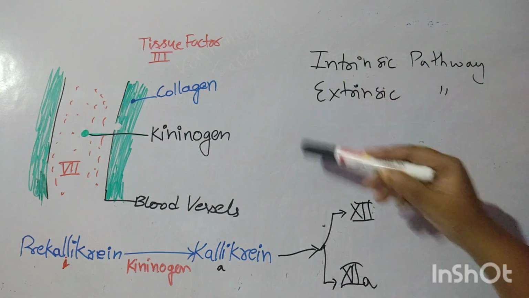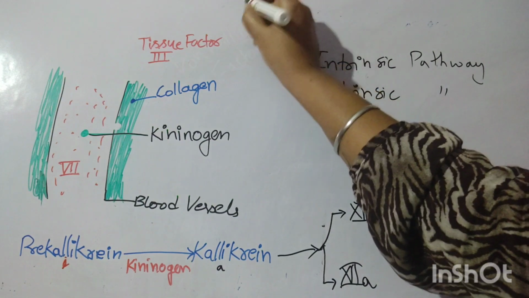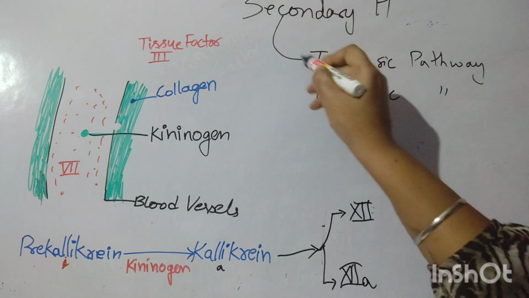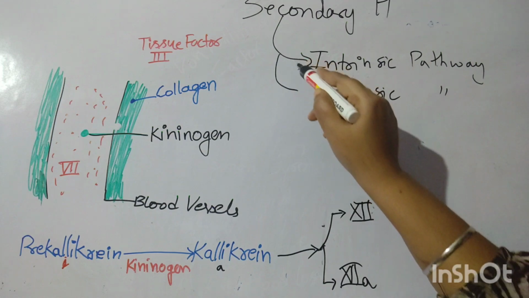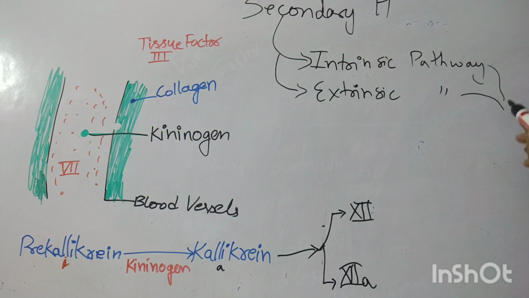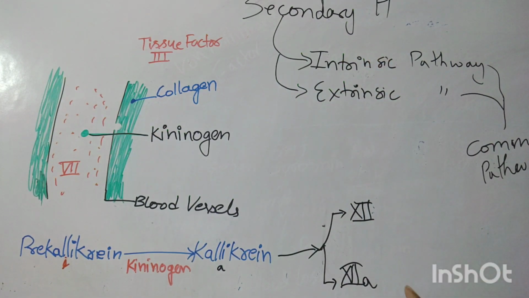So remember, secondary hemostasis follows two paths, intrinsic and extrinsic, and both will form one common pathway. So we can say basically there are three pathways working in secondary hemostasis, and we will see in detail how they work. So let's see.